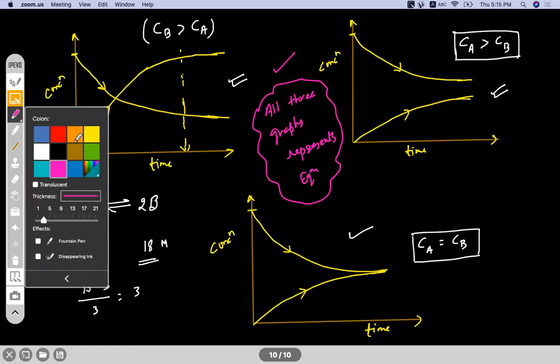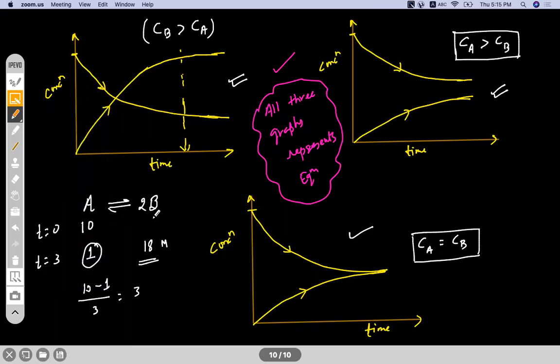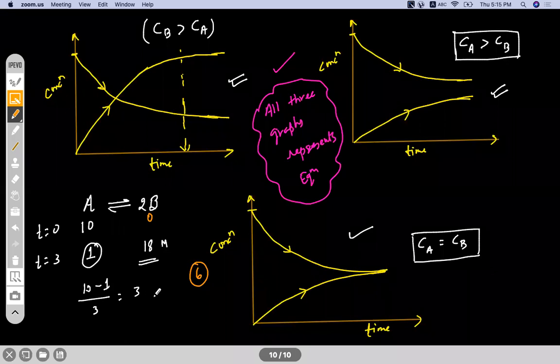You can ask one more thing here. B was 0 initially, it becomes 18. So the rate should be 18 minus 0 divided by 3, which is 6. Right? Yes or no? Concentrate here, it's very important. Is this a genuine question? Because at equilibrium, the rates must be equal.